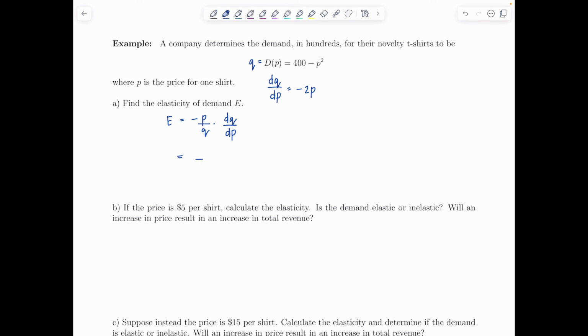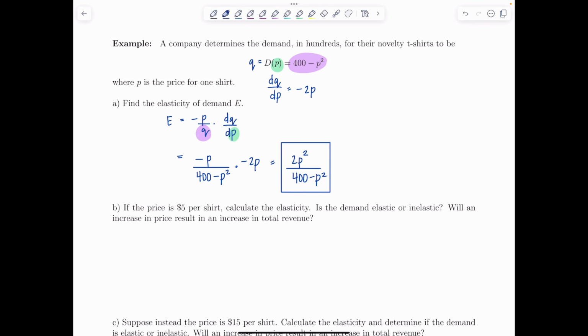So we have negative P over... how do I know I'm keeping the P's and not the Q's? Remember, it's a function of P. Instead of Q down here, I'm going to write 400 minus P squared. And then dQ/dP is negative 2P. So if I simplify, this is going to be positive 2P squared over 400 minus P squared.